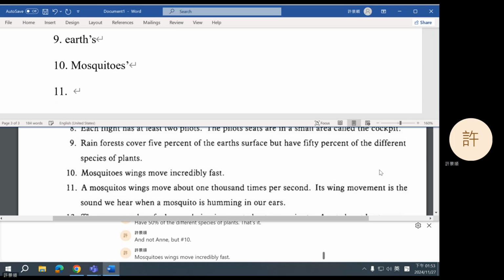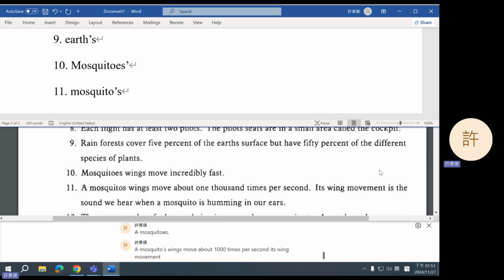Number 11, a mosquito's wings move about 1,000 times per second. Its wing movement is the sound we hear when a mosquito is humming in our ears.